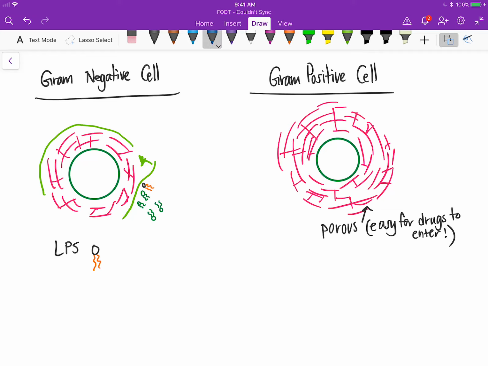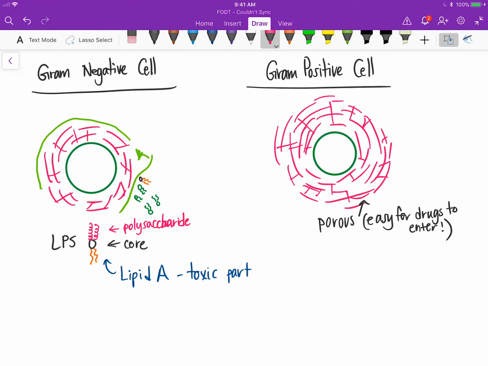Okay, this right here is the lipid A, which is the toxic part. Then you have a core. This is the core. And on top, you have a polysaccharide. Okay. So this is just an overview, and we will refer to this as we deepen our understanding of what is an endotoxin and exotoxin.